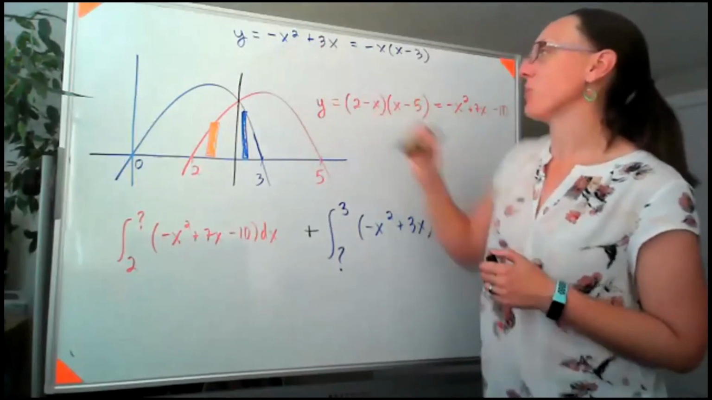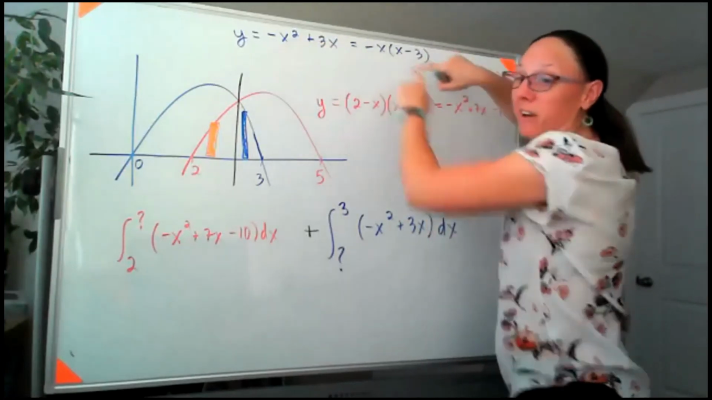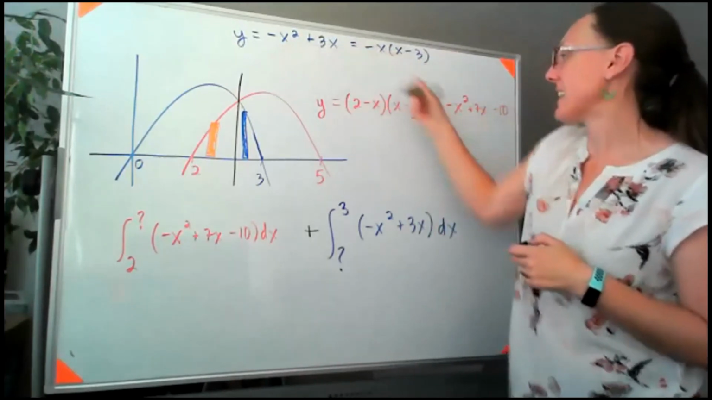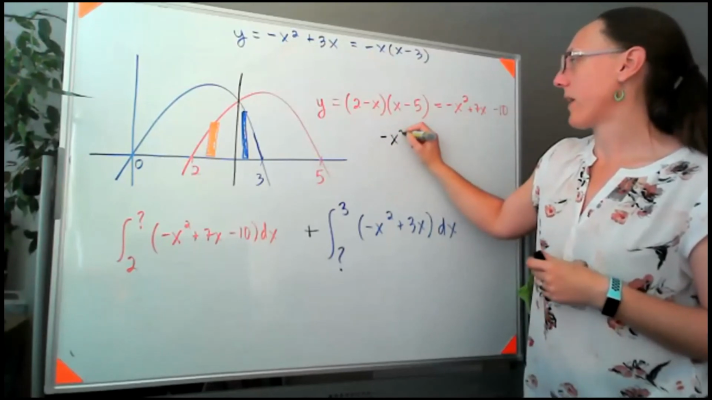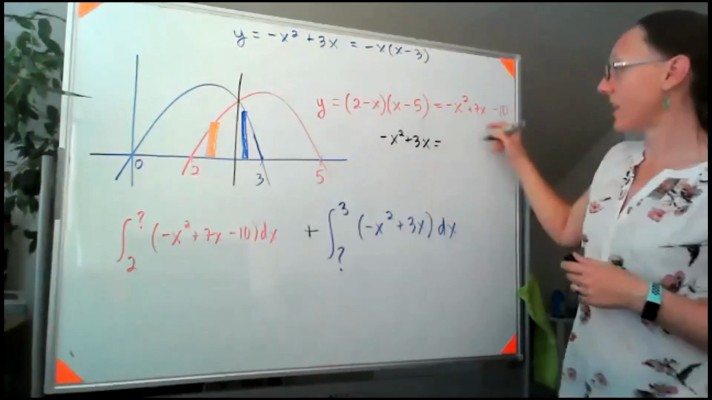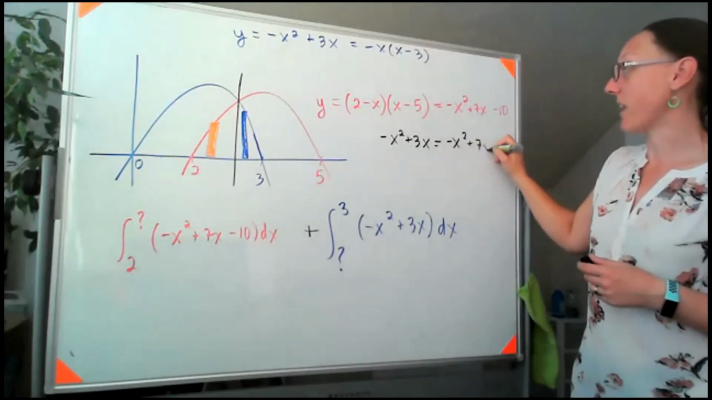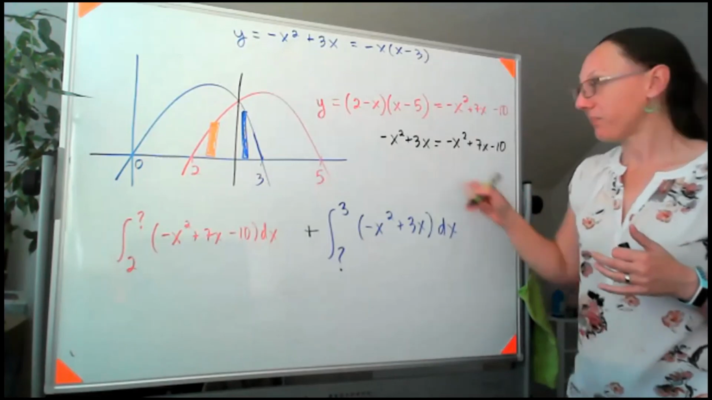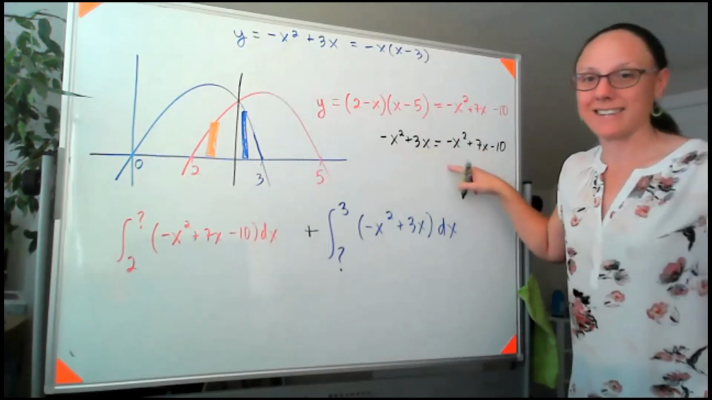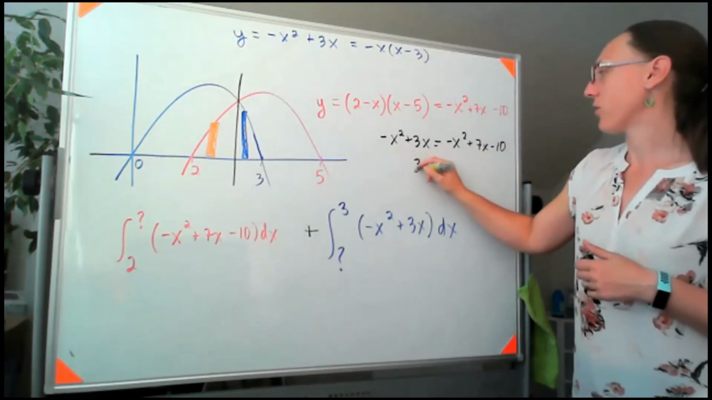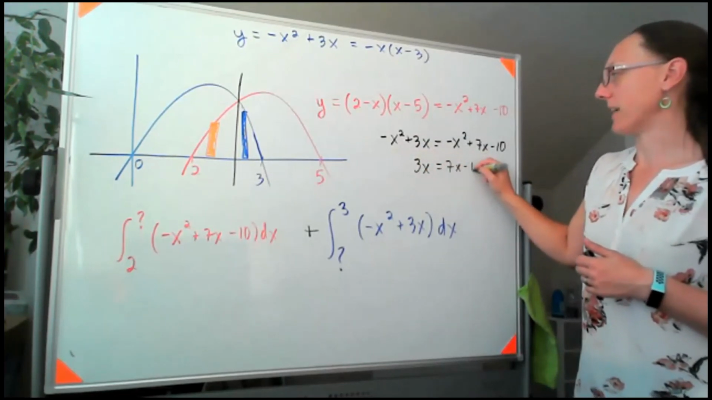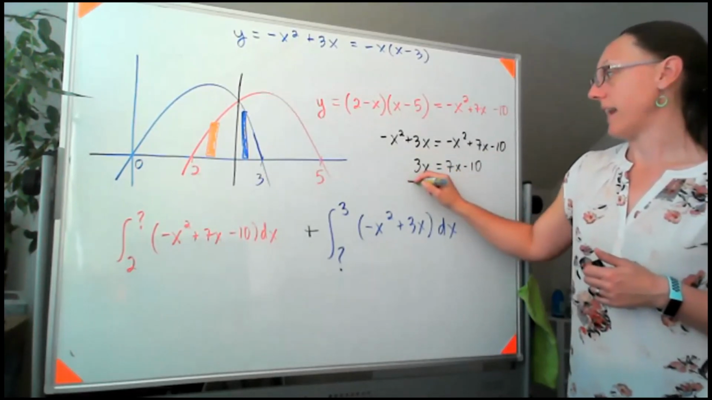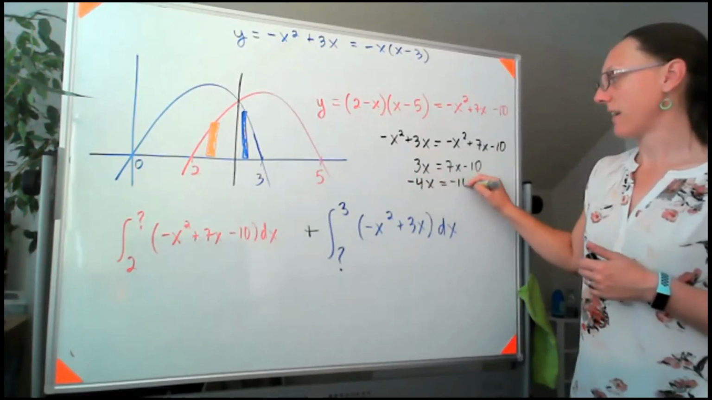Well, to find that intersection point, I'm looking for where these two y values are the same. So I'm setting them equal to each other. So if I take this, that negative x squared plus 3x, and I set that equal to negative x squared plus 7x minus 10, I tried to make it nice. If I add x squared to both sides, they go away. And I've got 3x is equal to 7x minus 10. So when I subtract the 7x over, negative 4x is equal to negative 10.